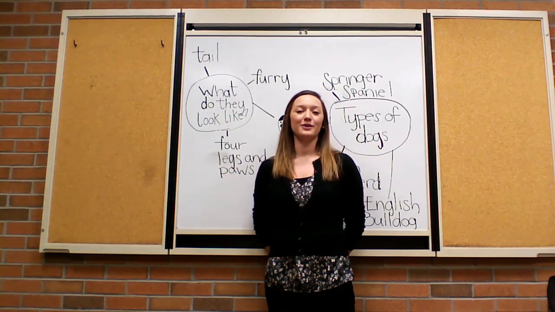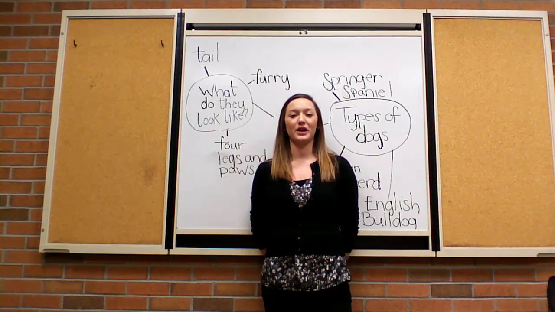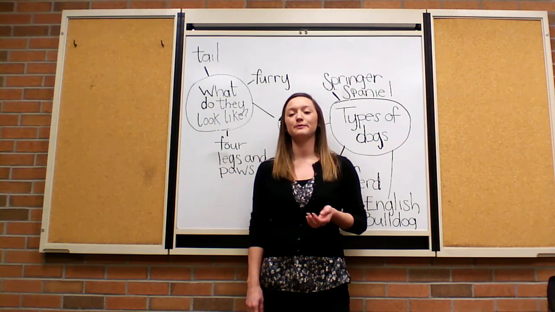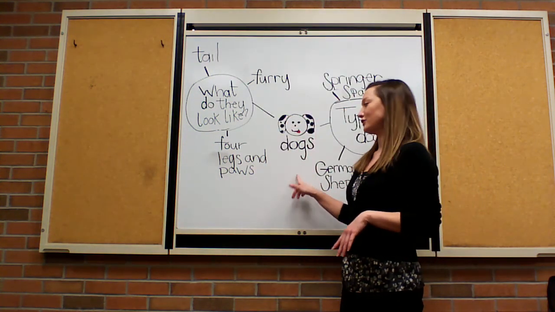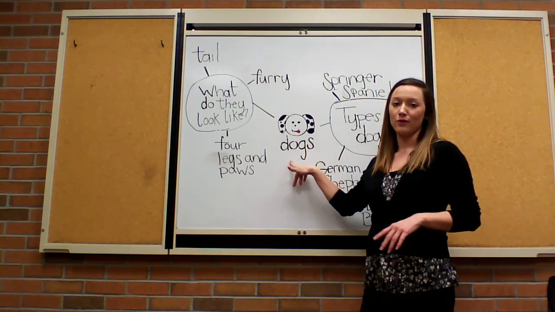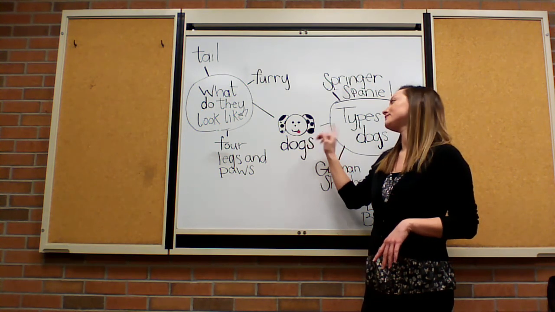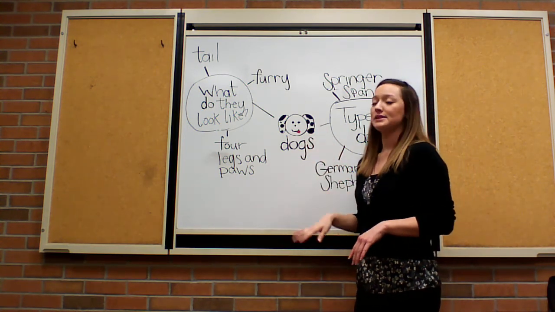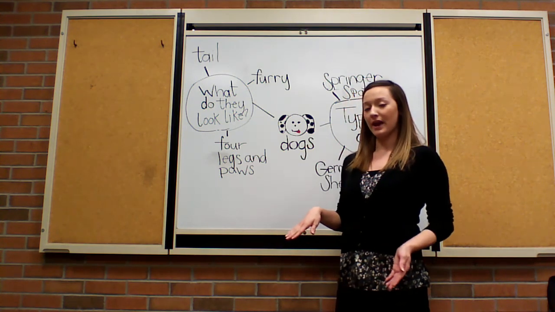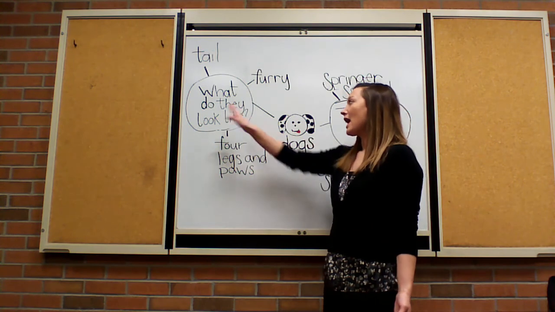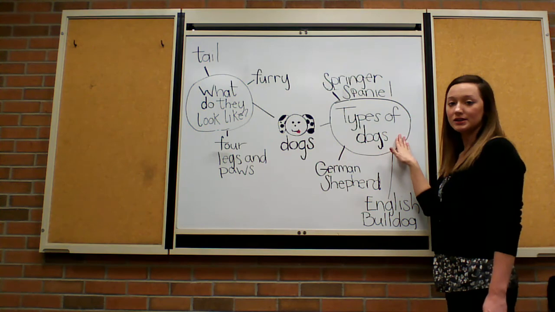So today I'll be giving a tutorial on making bubble semantic maps, which is a vocabulary strategy for learning new terms. So behind me I have an example of a bubble semantic map for dog. So dog is my central vocabulary word. You're going to want to write that, or you can also make a picture in the center. And then stemming from your central word, you're going to want relating subcategories. So for mine, I had what do they look like, and my other subcategory, types of dogs.